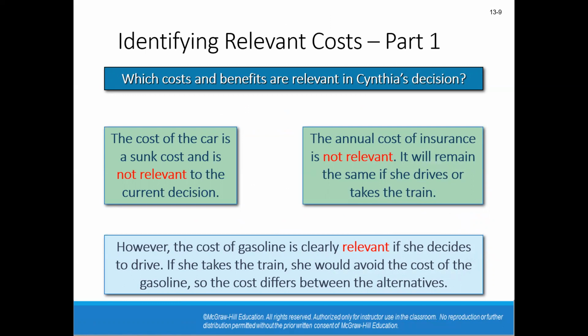The cost of the car has already happened, guys, okay? And it's not relevant to the current decision. Do I drive or do I take a train? The annual cost of insurance isn't going to be relevant either. Hasn't that already happened? Is that going to affect your decision? No.